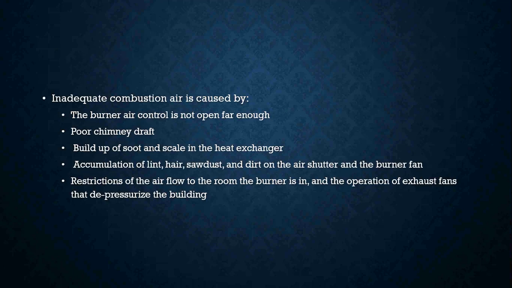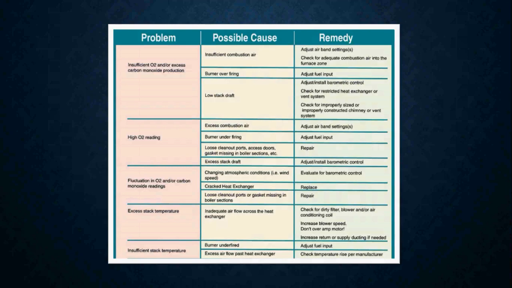Inadequate combustion air is caused by the burner air control not being open far enough. You have poor chimney draft, built up soot and scale inside the heat exchanger, accumulation of lint, hair, sawdust, dirt inside the air shutters or on the burner fan, or restrictions of the airflow to the room the burner is in, and the operation of exhaust fans that depressurize the building. These are all problems that we have to look into when we have problems with our combustion.